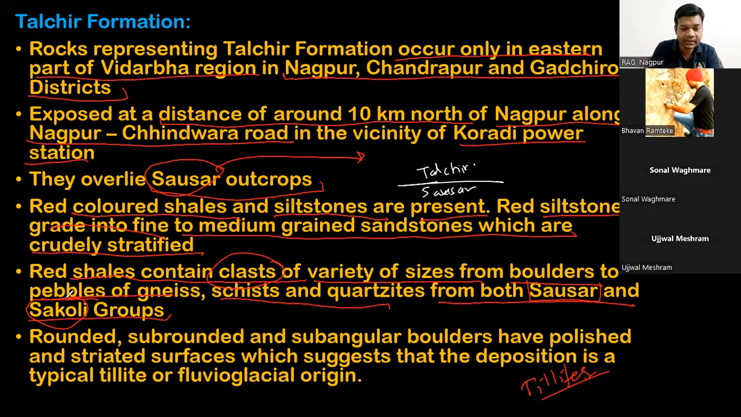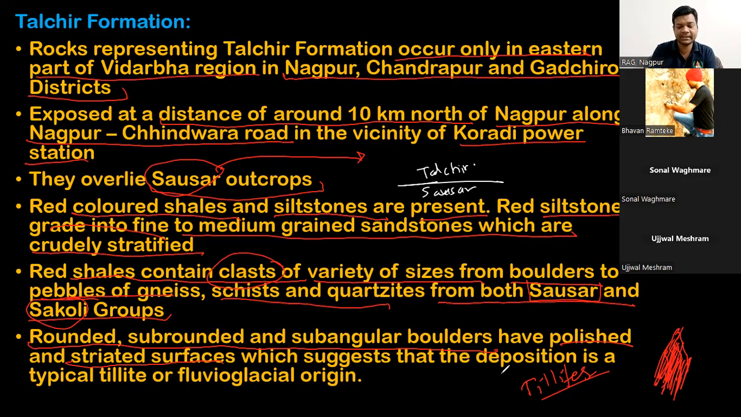Then it contains rounded, sub-rounded, and sub-angular boulders which have polished and striated surfaces. Striations are there, just like when you have scratched a surface and it has parallel lines like this. This is called striations.